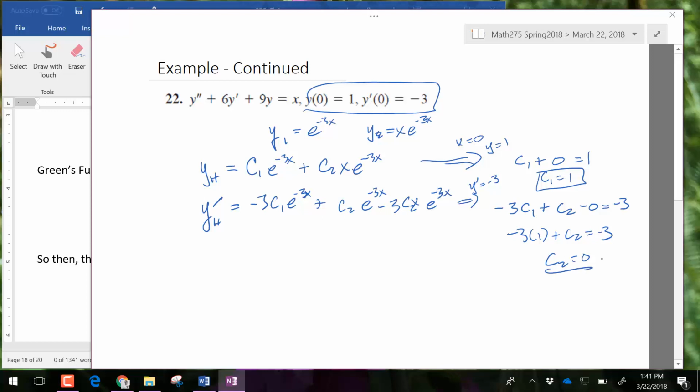So got that. And so our solution, or y sub h, is going to equal just e to the negative 3x. Okay, combine that with y sub p, whatever y sub p was. That was like long, wasn't it?